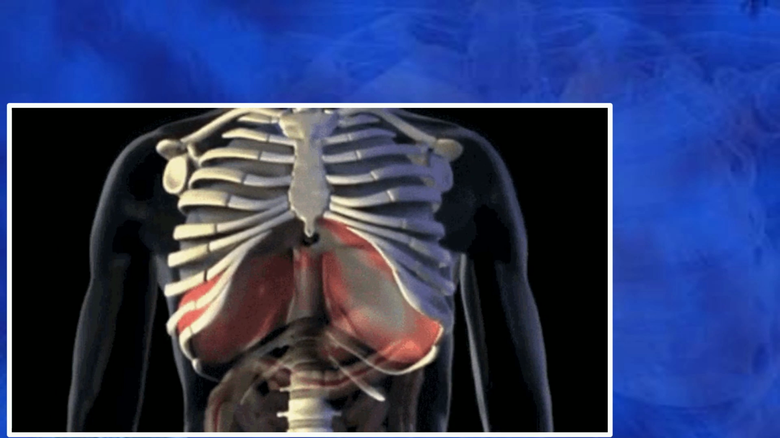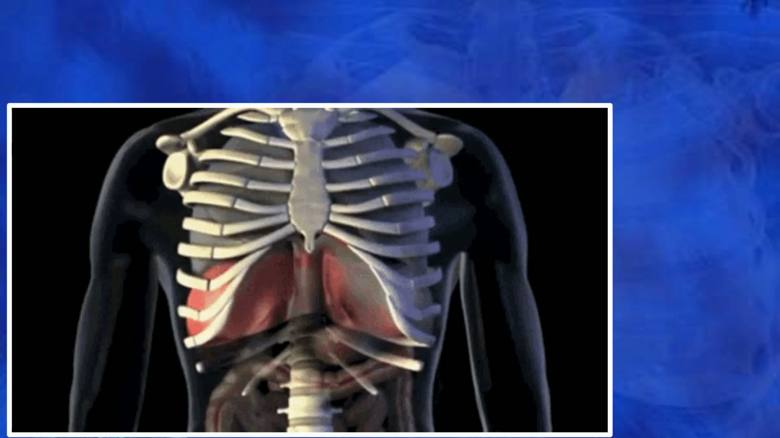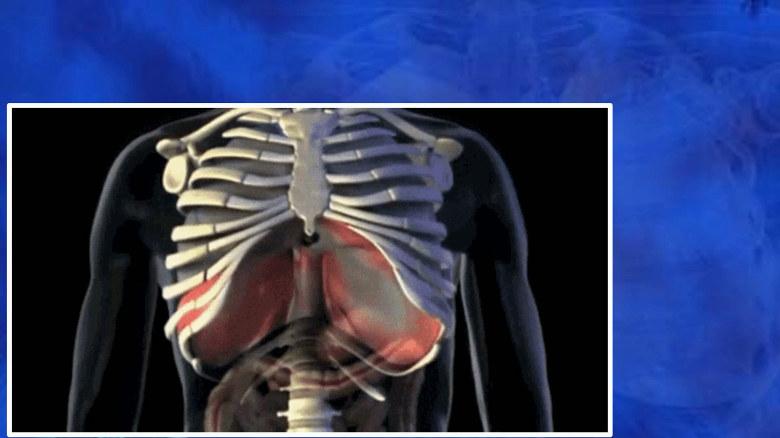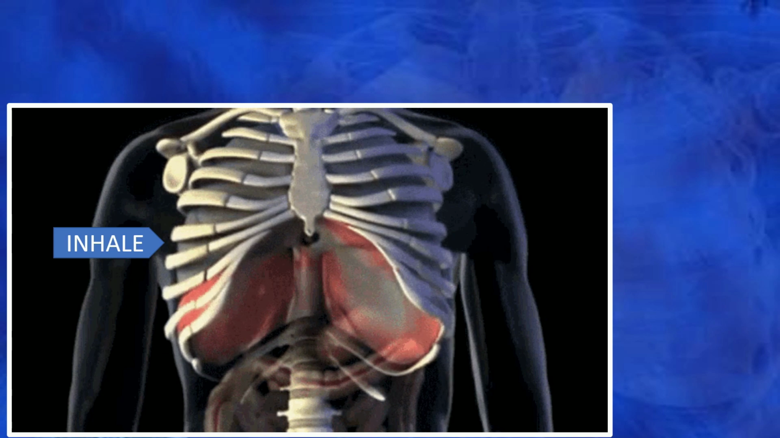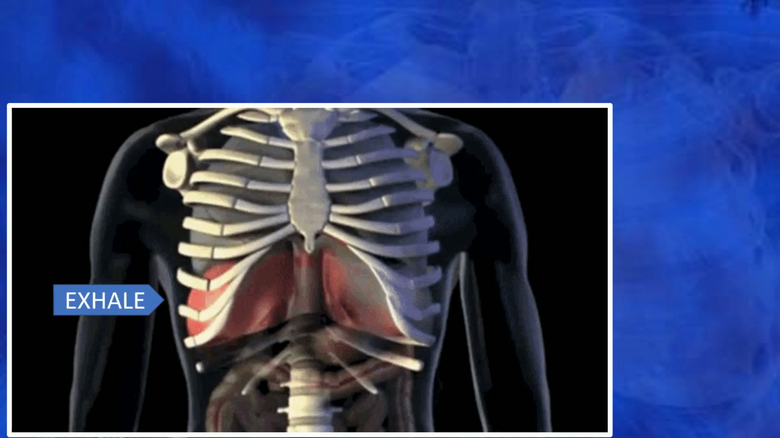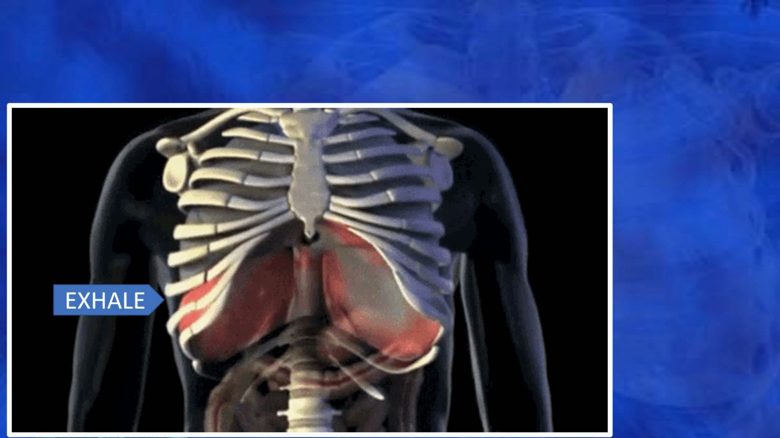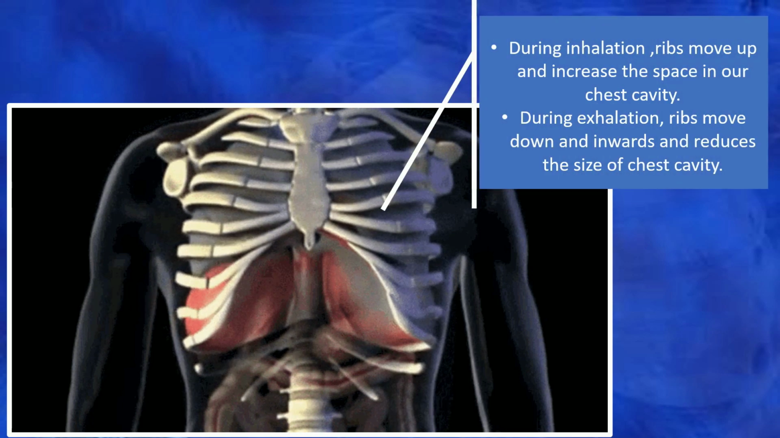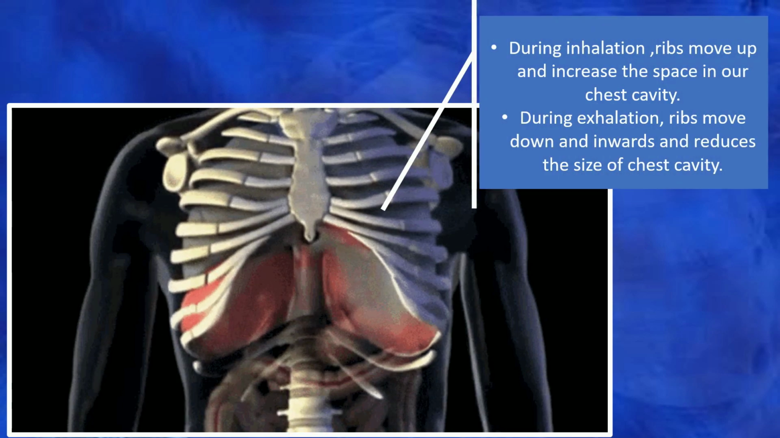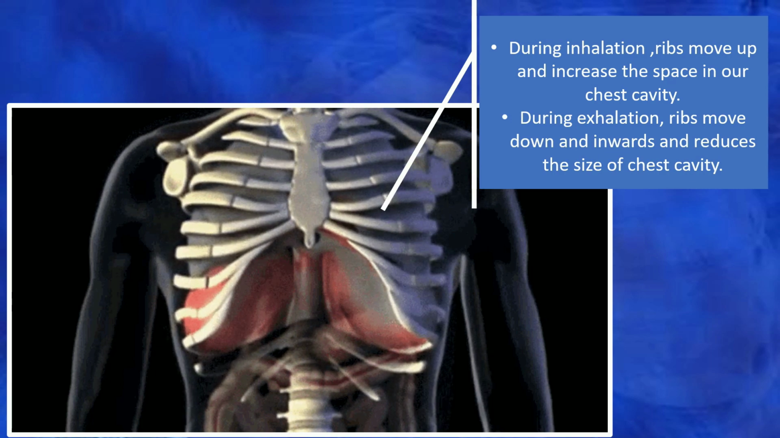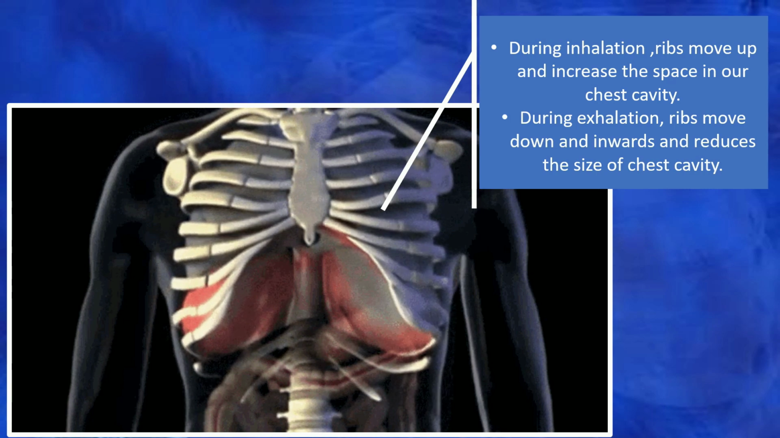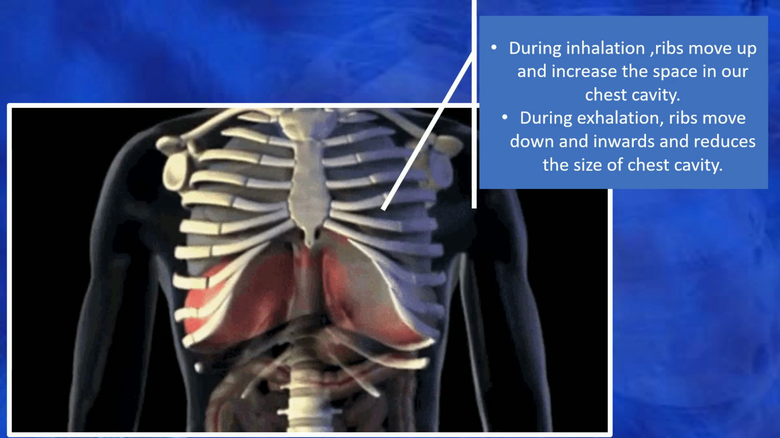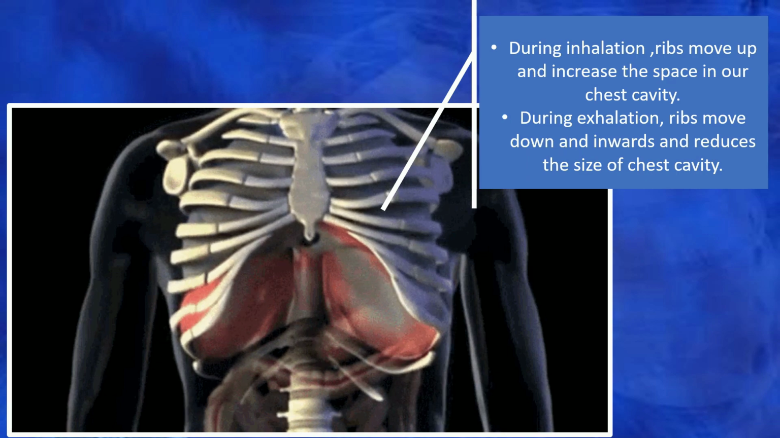Let us see the movement of the rib cage. Here in this video you can see how the rib cage moves. When you inhale, it expands, and when you exhale, it contracts. During inhalation, ribs move up and increase the space in our chest cavity, and during exhalation, ribs move down and inwards and reduce the size of the chest cavity. So this is the movement of the rib cage.